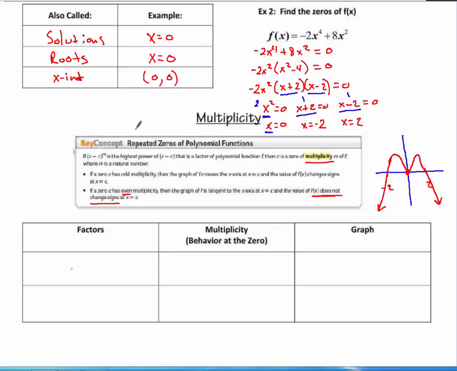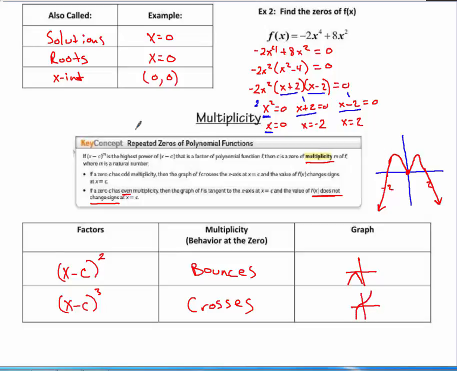And so when our factor x minus c is squared, or to the 4th, or to the 6th, or any even number, it bounces. On a little sample of a graph, that would look like this. Hit it and come back down. If our x minus c has an odd exponent, then it crosses. And that might look like that, right? So right there is our c, right there is our c. And so that's kind of what we can learn about those degrees.